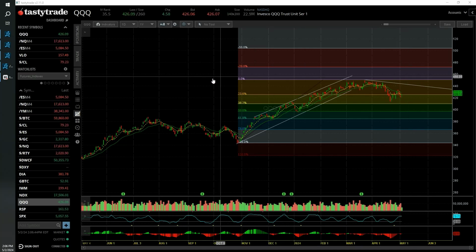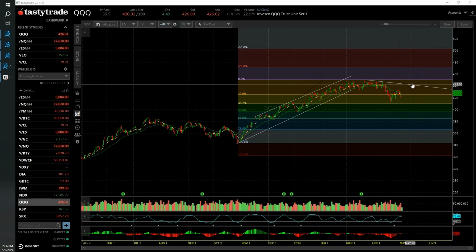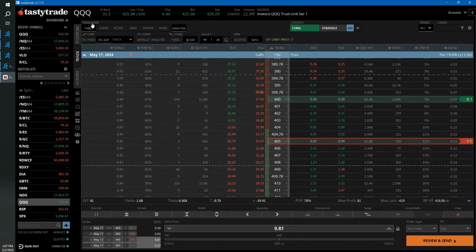So let's go to what the trade looks like. Any breakout has to reach around this 440, 445, 450 level, and a breakdown below the 38.2 retracement from the top would need to be around this 410 to 400 level. So let's take a look at the trade itself.